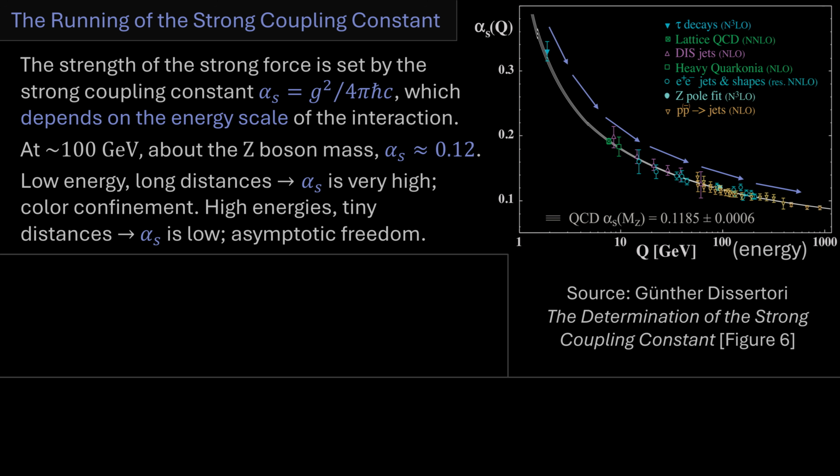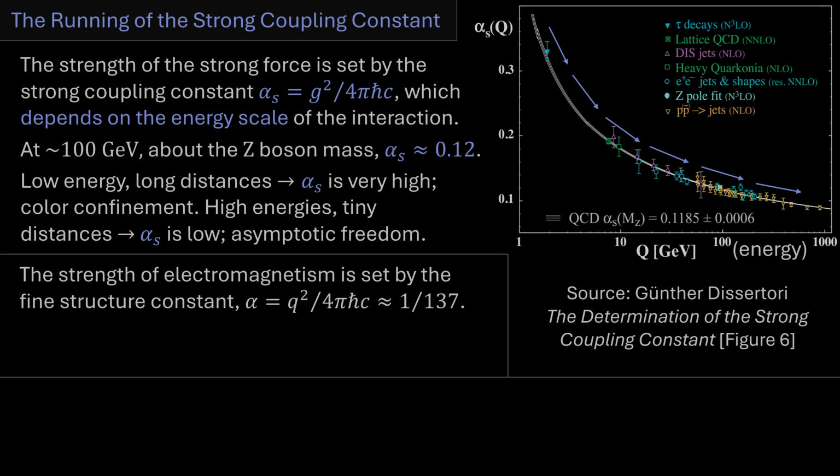Now for reference, we can compare alpha S to the fine structure constant of electromagnetism, which is defined in exactly the same way. We simply take our coupling constant squared divided by 4 pi h bar c. I should point out, this is a dimensionless number. And famously, in electromagnetism, the fine structure constant is approximately 1 over 137. No one knows why. This is a big mystery, what's the deal with 137? And for what it's worth, the fine structure constant also runs with the energy scale of the experiment to some extent, but 1 over 137 is in the low energy limit.